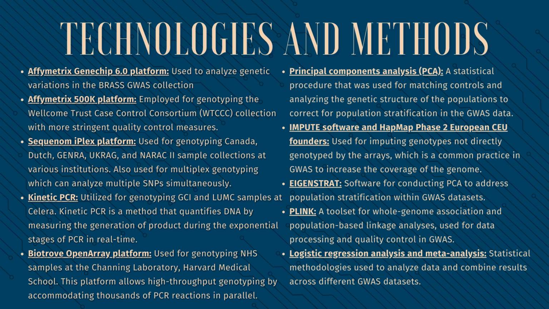The study employed the Affymetrix GeneChip 6.0 platform for analyzing genetic variations in the BRAS collection, and the Affymetrix 500K platform for the WTCCC collection, ensuring high-quality genotyping. Furthermore, the Sequenom iPlex platform was a key tool for genotyping in various collections, including Canadian and Dutch samples. This platform was notable for its ability to analyze multiple SNPs simultaneously, enhancing the efficiency of the study.